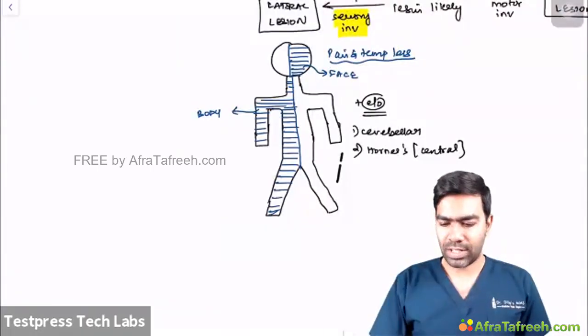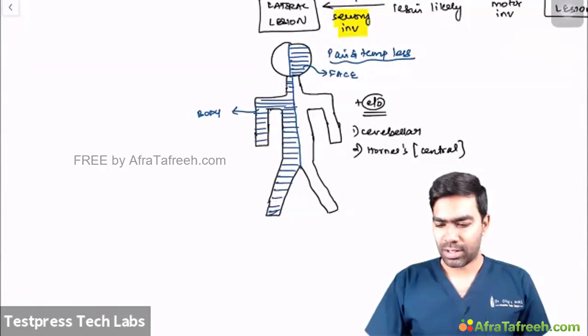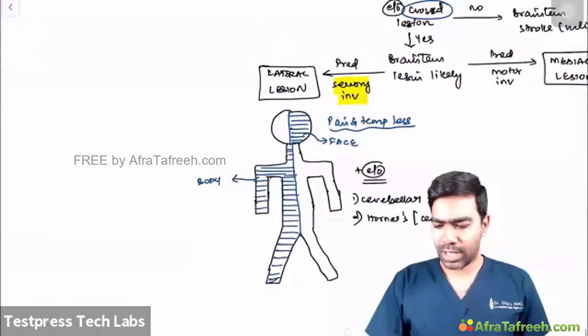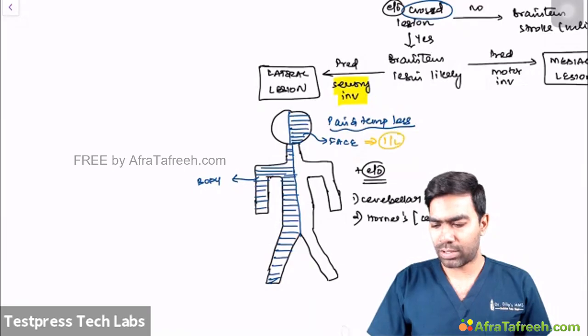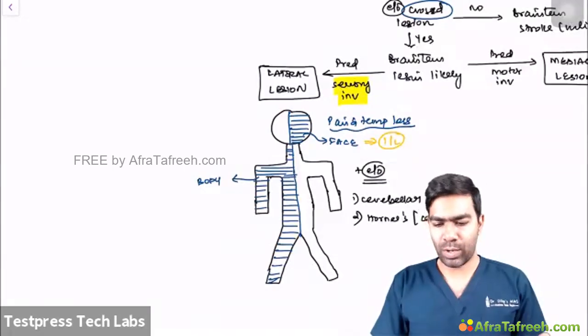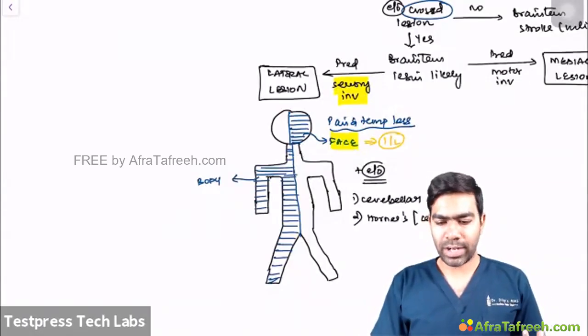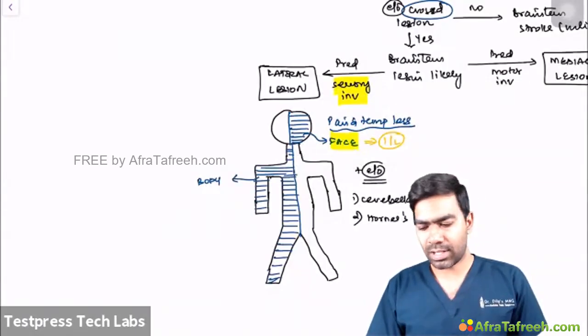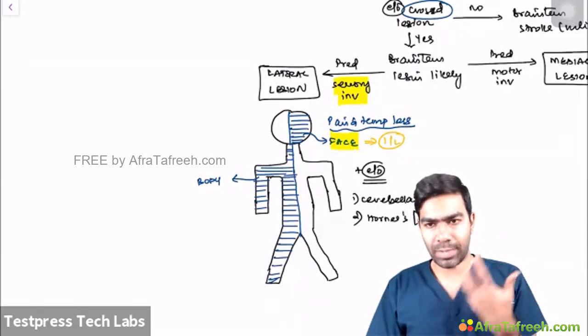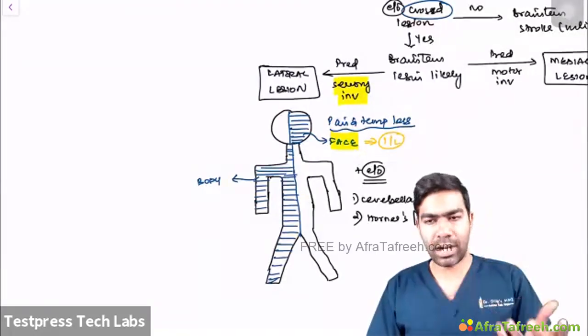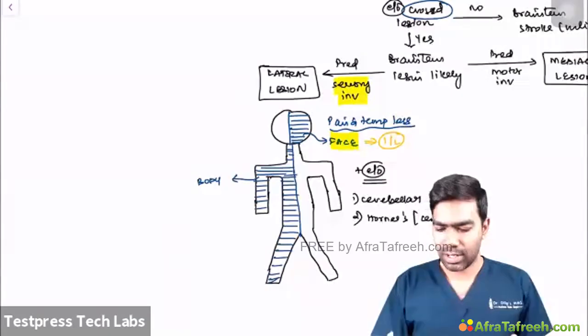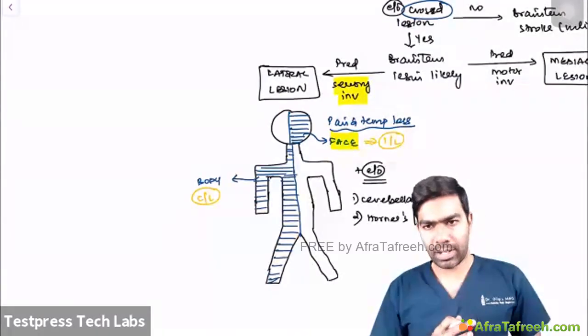So if you want to tell which is ipsilateral and which is contralateral, it's quite simple. As I told you, the face will always be ipsilateral, because that is due to involvement of the spinal nucleus of the trigeminal nerve. We have seen that just some time back. It is like a spinothalamic tract for the face. If it is involved, there will be ipsilateral loss of pain and temperature in the face. The body will be on the contralateral side, we know, because that is due to spinothalamic tract involvement.